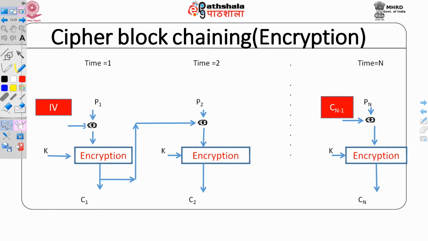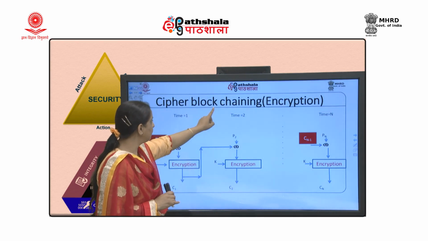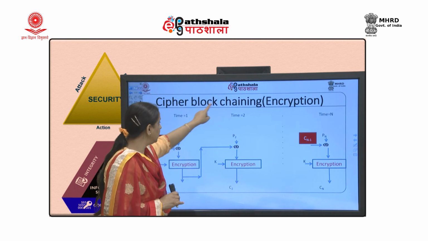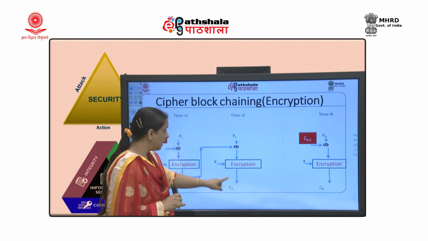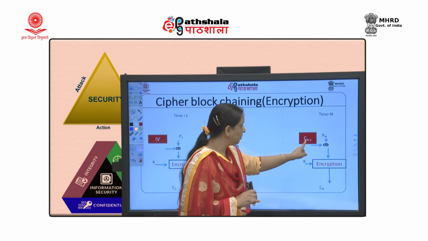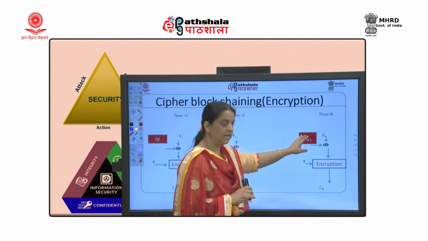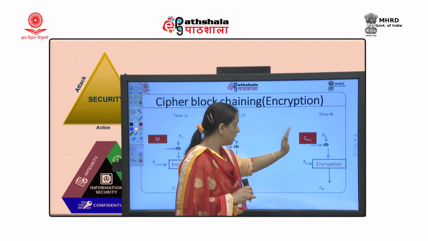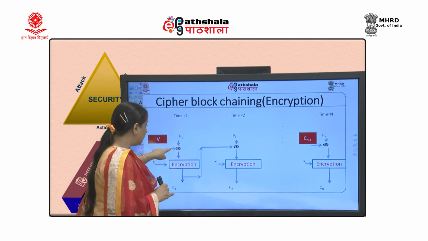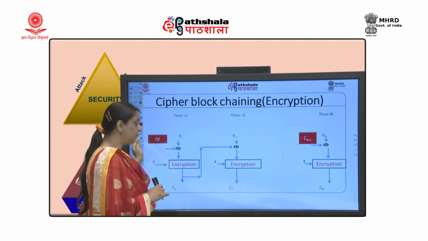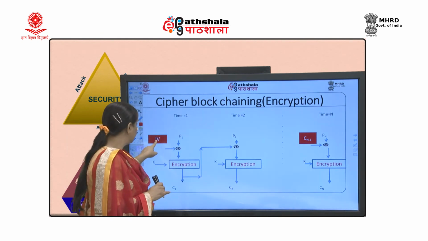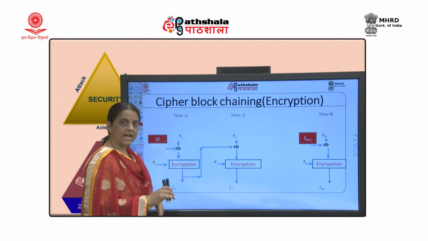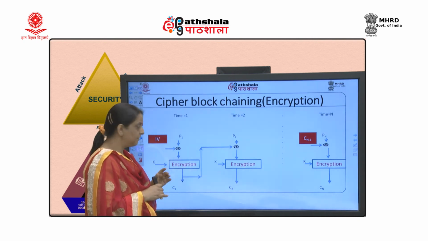So, time is equal to 1, 2 and n. What you can get from the name is, this is a chaining of what? Cipher blocks. So, C1 is fed as an input to the second block, and so on. In the last block what you can see is Cn minus 1, the ciphertext of the previous block, would be fed. But what about the first block? Since there is no previous block, we are going to use one random number block which is called IV. IV stands for initialization vector.